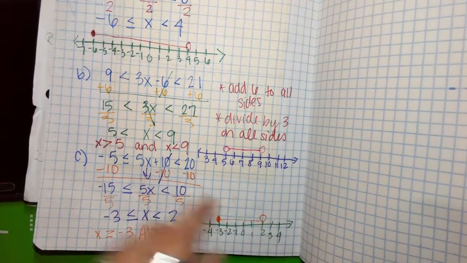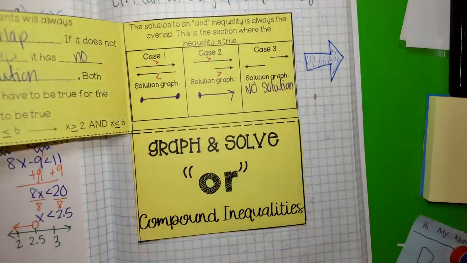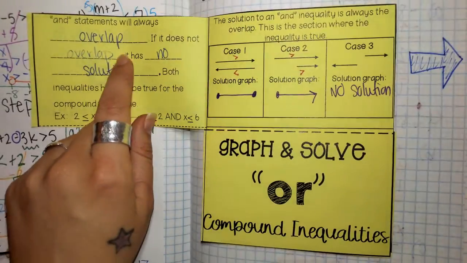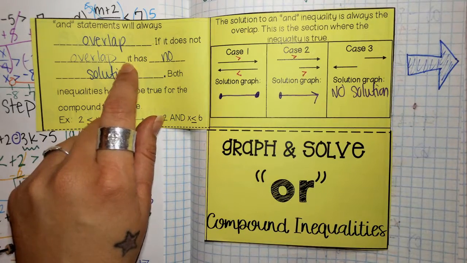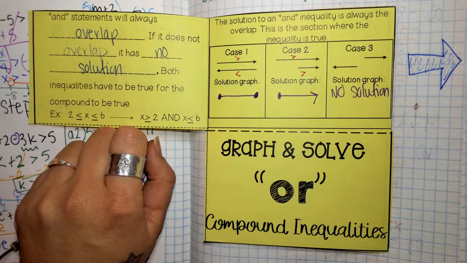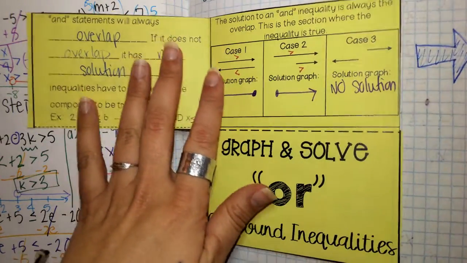They overlap. Look, we look at our graphs. They connect. They overlap. We look at our notes. It says that the graph, the and statements will always overlap. If it does not overlap, it has what? No solutions.